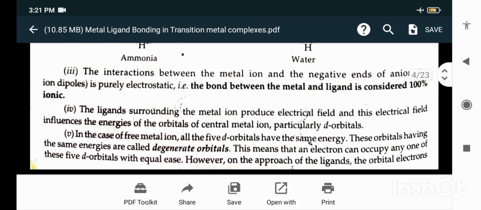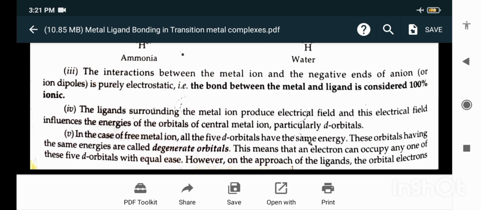The interaction between the metal ion and the negative ends of the ligands is purely electrostatic. The bond between the metal and ligand is considered 100% ionic. The ligands surrounding the metal ion produce an electric field, and this electric field influences the energies of the orbitals of the central metal ion, particularly the d orbitals.